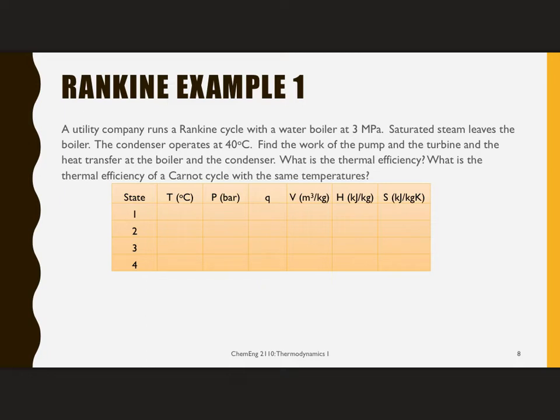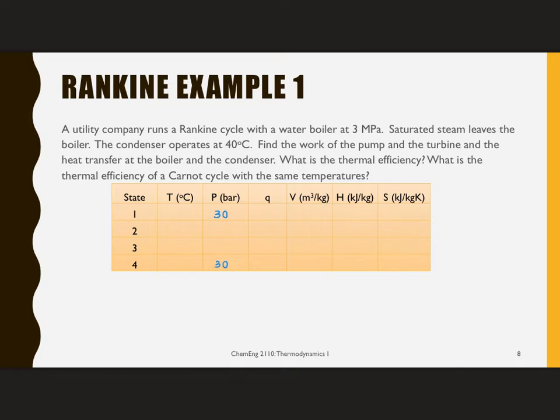In this particular case, the water boiler is operating at 3 megapascals. Our tables are in bars, so let's convert that. 3 megapascals is 30 bars. And the boiler runs between states 4 and 1. So therefore, 30 bar is going to be my pressure at state 1 and state 4.